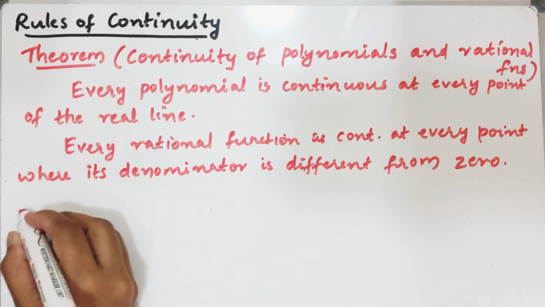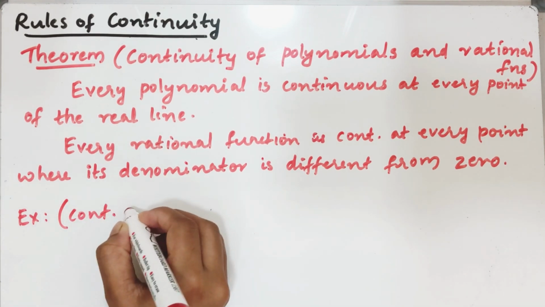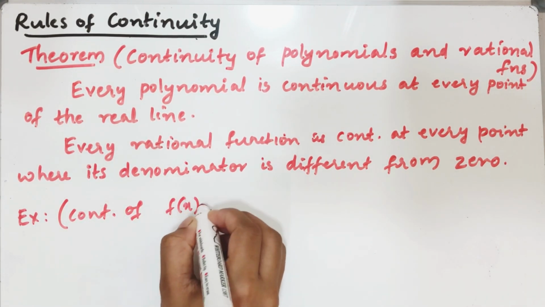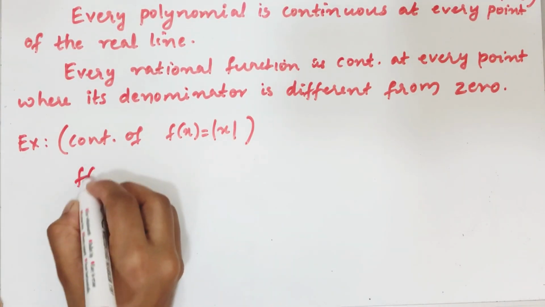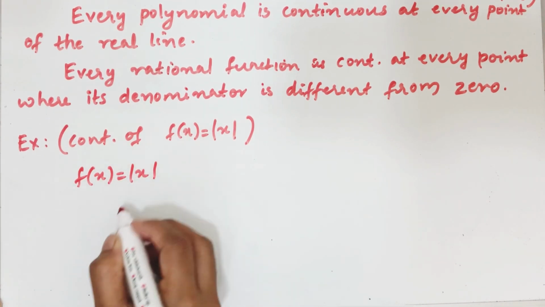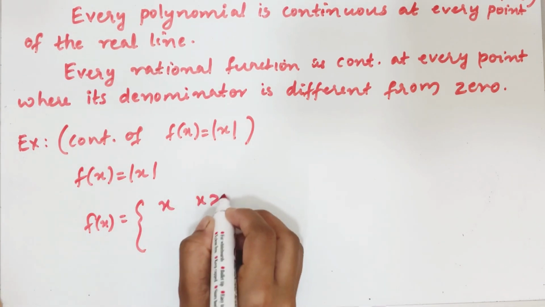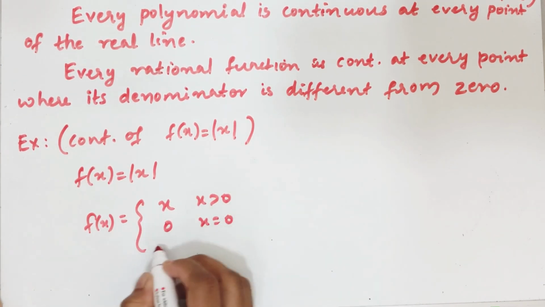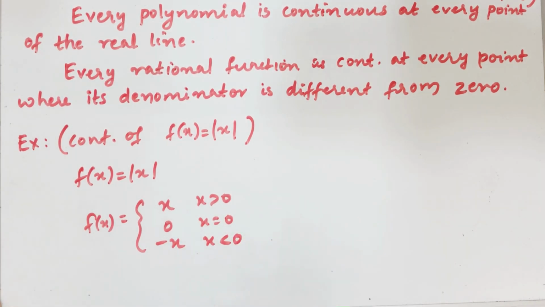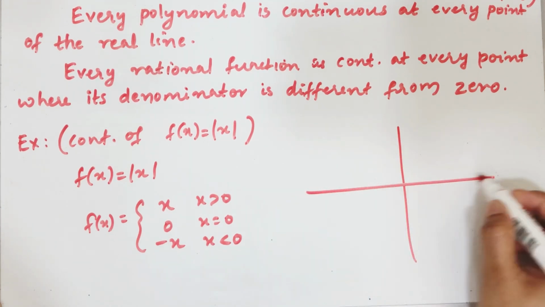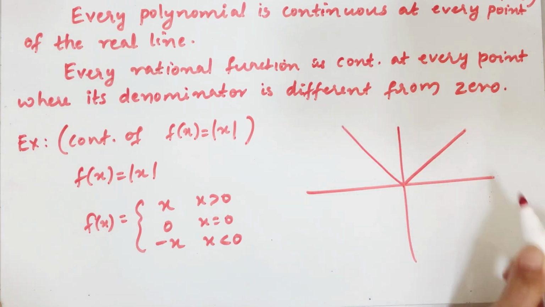See another example, mod x, continuity of f of x is equal to mod x. The function mod x, f of x is equal to mod x. We can define it as x when x greater than 0, 0 when x is equal to 0, minus x if x less than 0.